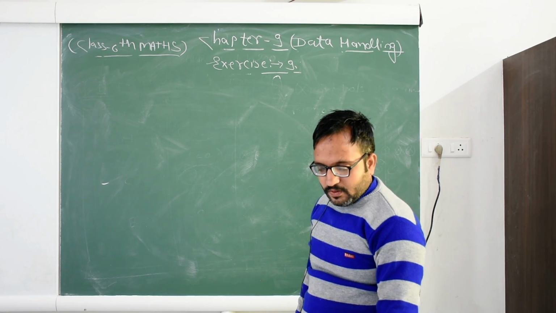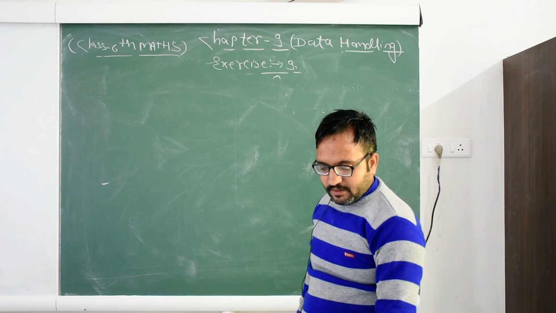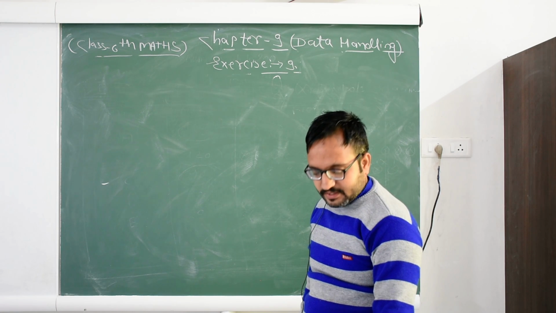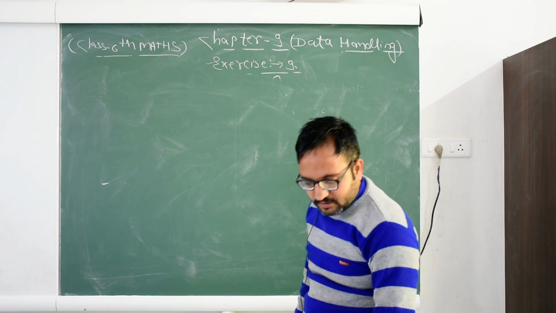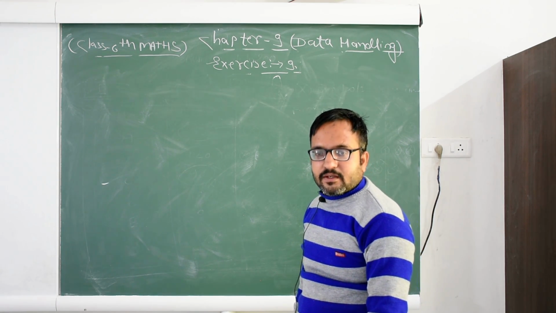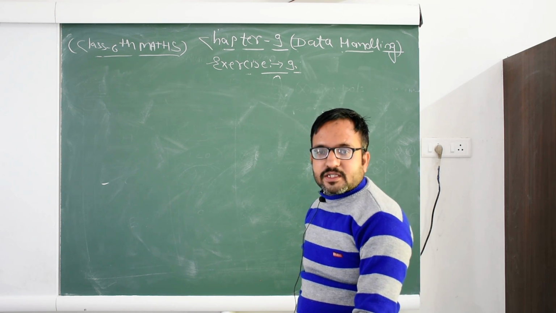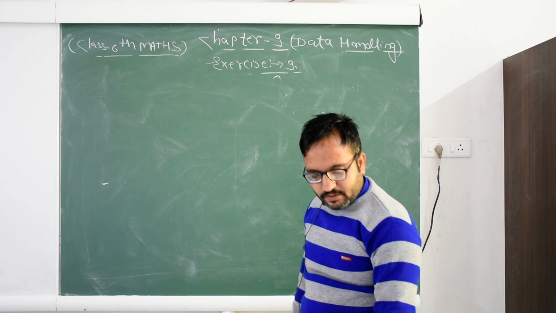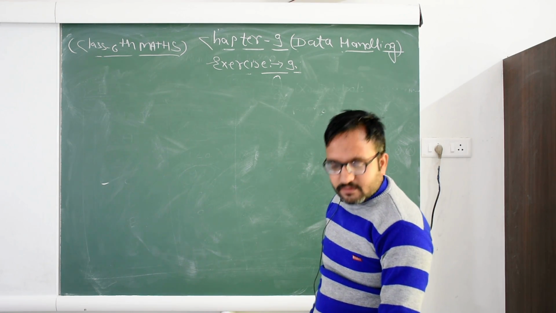Now see the bar graph. Which bar is longest or highest? In 2002 we have the longest bar. So your answer will be: in 2002 wheat production is maximum.